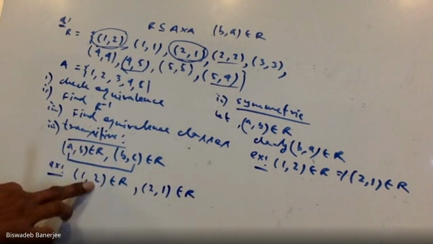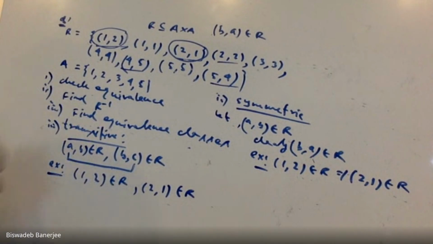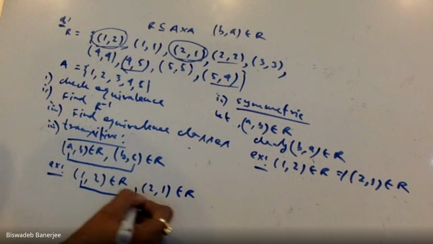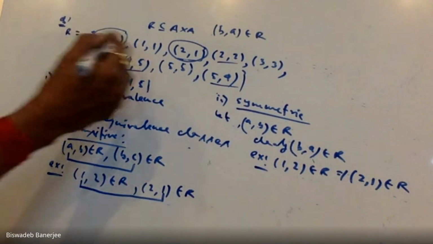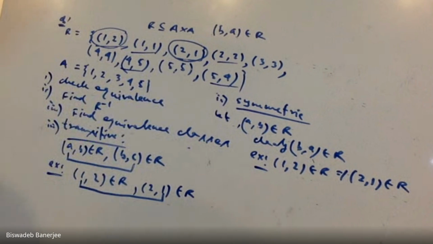This is my (a, b), (b, c). (1, 2) belongs to R, (2, 1) belongs to R. We have to check whether (1, 1) belongs to R or not. And clearly (1, 1) belongs to R. Okay. Take another pair.